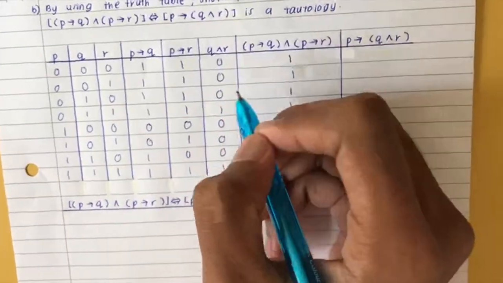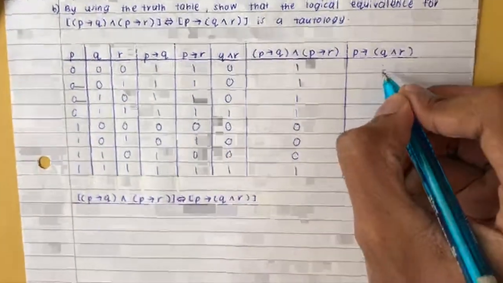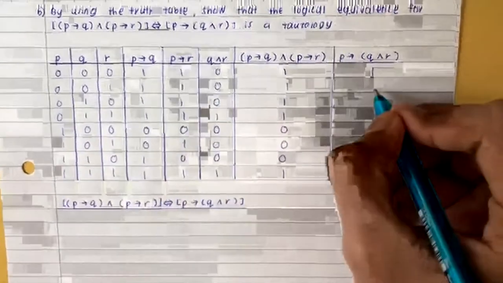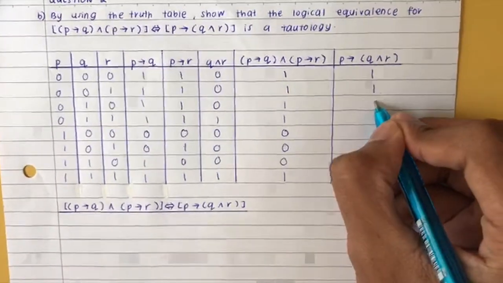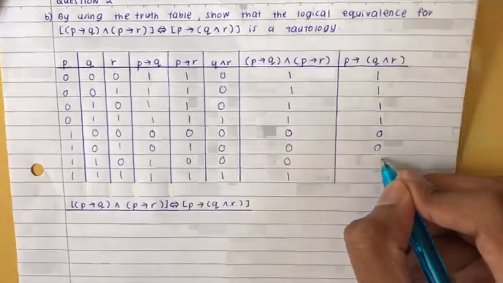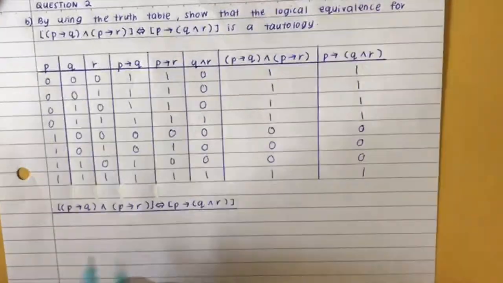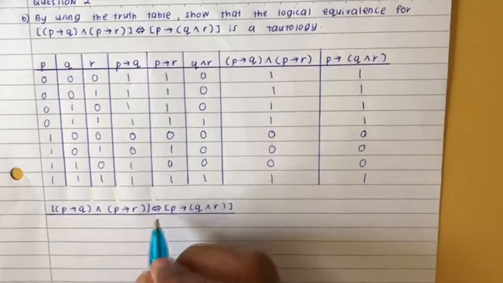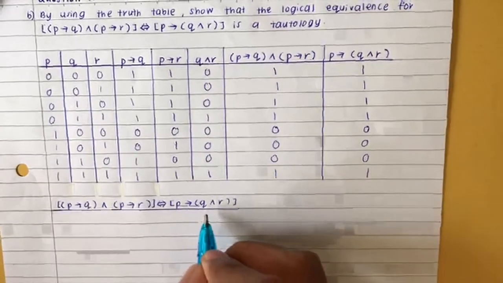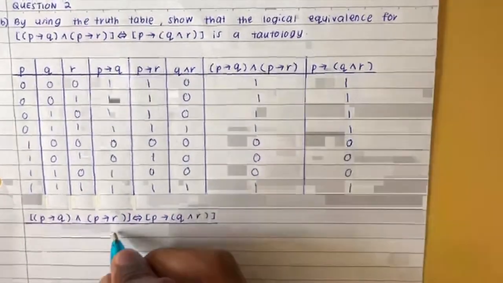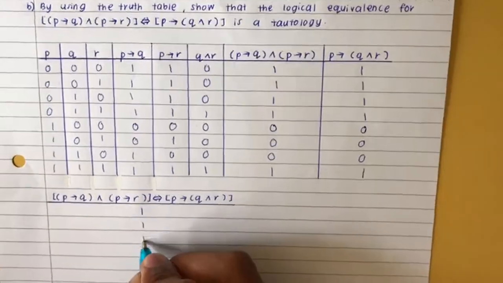We need to use the value from P and the value from Q and R. So 0, 0 becomes 1, 0, 0, so we got 1, 1, 1, 0, 0, 0 and 1. And last, we need to find P implies Q and P implies R, which is equivalent to P implies Q and R. So the values are 1, 1, 1, 1.